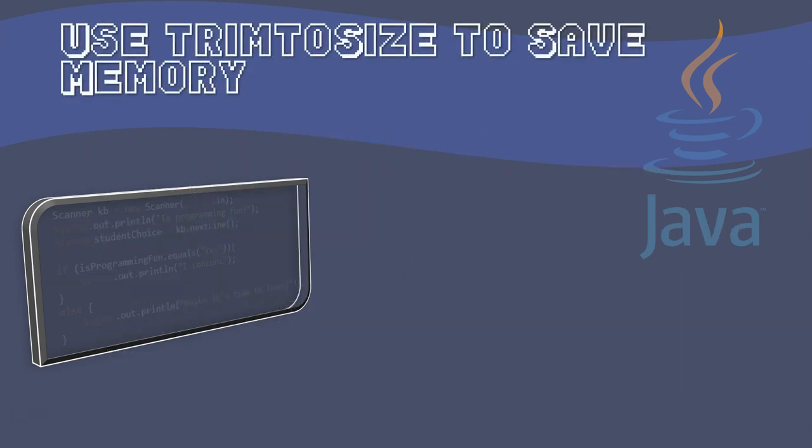Now, obviously, we do talk about how array lists have some drawbacks, and one of those things is they are less efficient. However, we can use something called trimToSize to help save on memory resources.